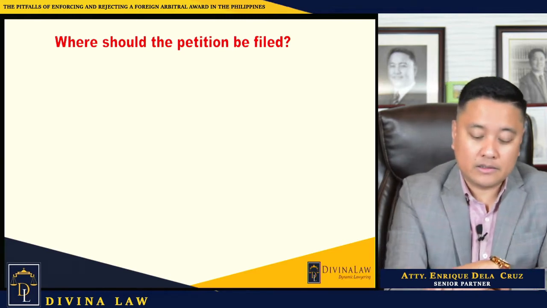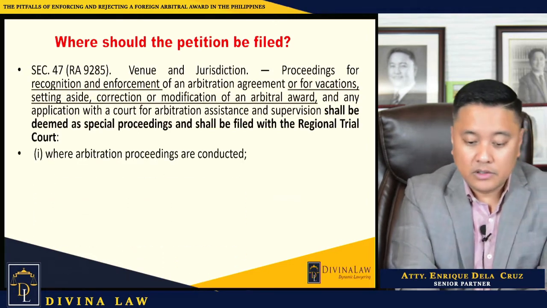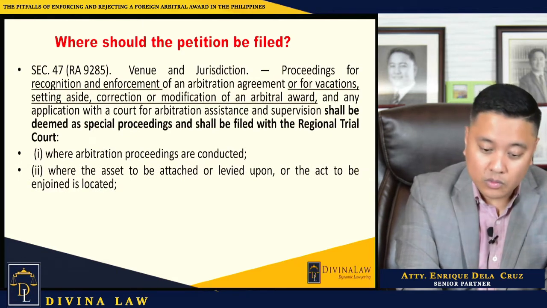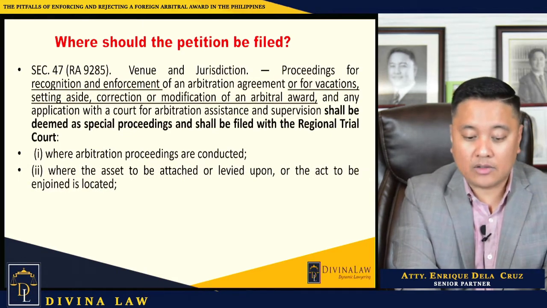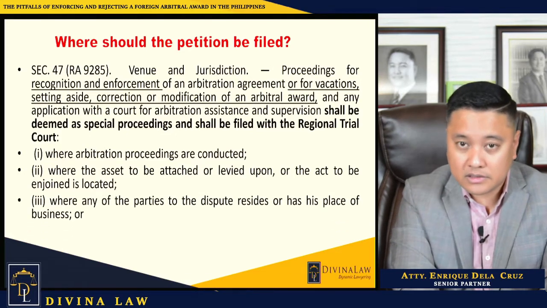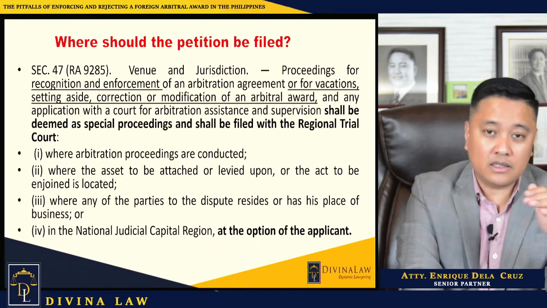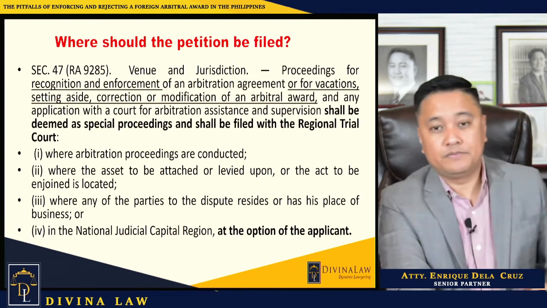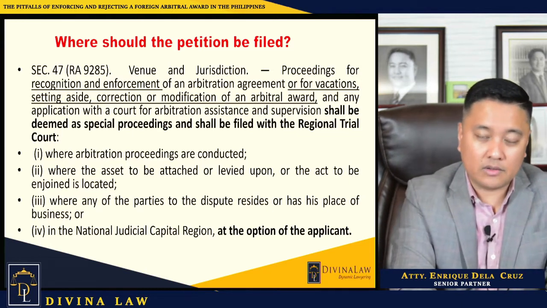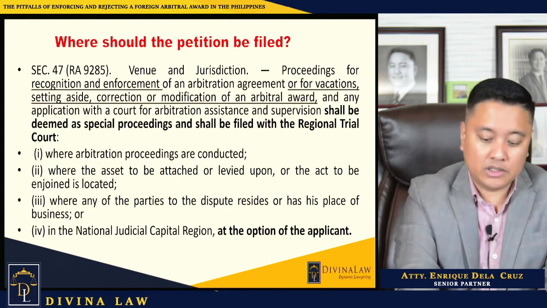Where will you file it? Now, under the rules, the one filing has the option. You can file it where the arbitration proceedings are conducted, or two, where the assets to be attached or levied upon or the act to be enjoined is located. Third, where any of the parties to the dispute resides or has his place of business. Or fourth, anywhere in the National Capital Region. So you have four options on venue where you intend to file the petition for enforcement or petition to refuse recognition.